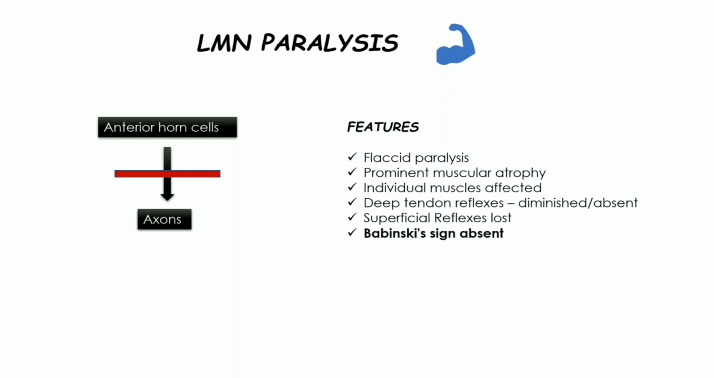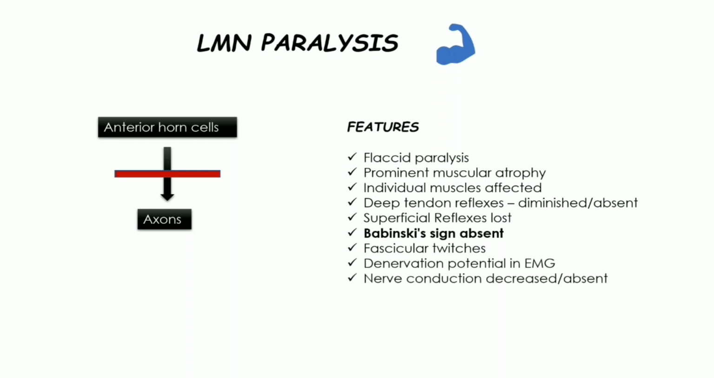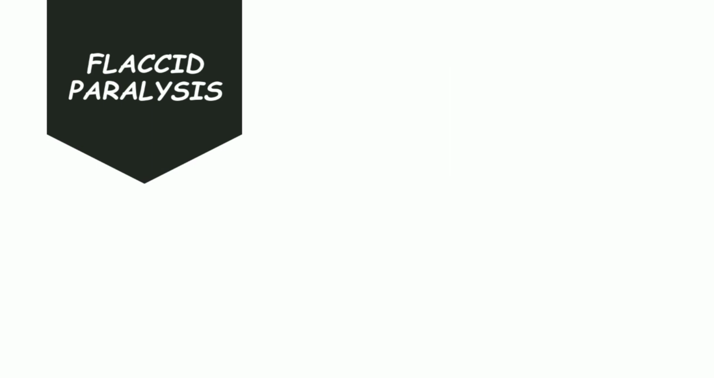Normally, no reflex is seen. If the reflex is present, it will be a normal flexor plantar response. But the extensor response we saw earlier is not seen in an LMN lesion. It is absent. And one other feature is fasciculations, or fascicular twitches. Another feature of LMN lesion. Then there is denervation potential. Then the nerve conduction is reduced. Why? The nerve is damaged, so the conduction reduces. Now we will see what is flaccid paralysis.